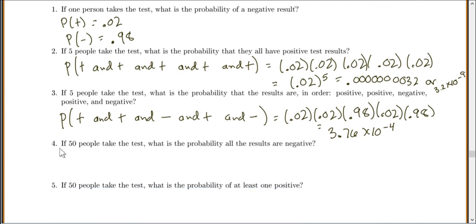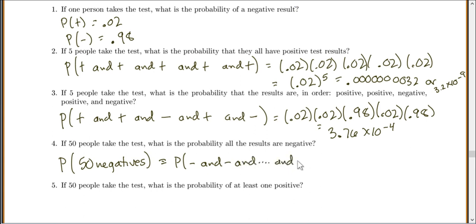Let's see, and number 4, if 50 people take the test, what is the probability that all the results are negative? So we want the probability of 50 negatives. Or the probability of a negative, and dot, dot, dot, and a negative. And we're going to have to do that 50 times.